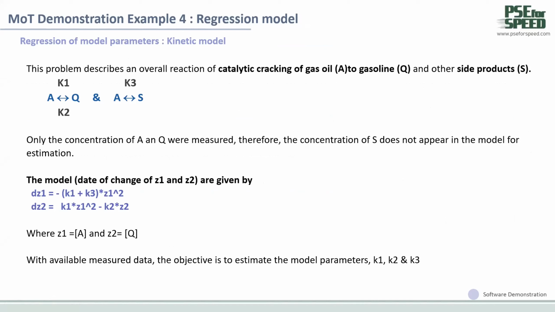Continue to the next example. Example 4 is the demonstration of regressing model parameters for the kinetic model. The model is from the catalytic cracking of gas oil to gasoline and other side products, with the reactions shown here. The model is given as the dz1 and dz2 equations, and the objective is to estimate the model parameters with the measured data available. For the demonstration, Professor Rafiq will provide you the explanation of each solution step.